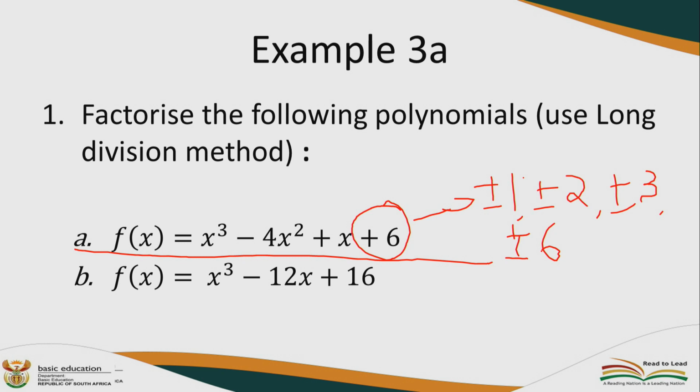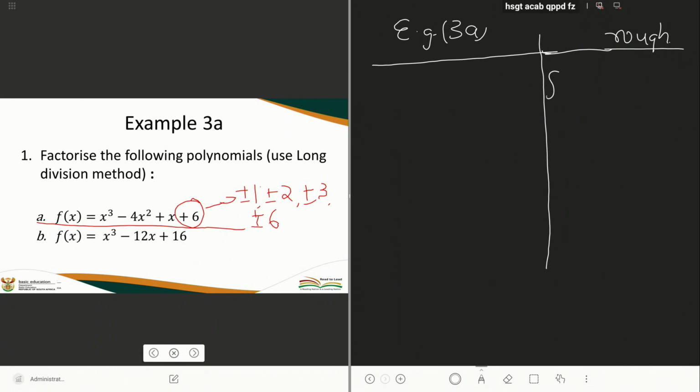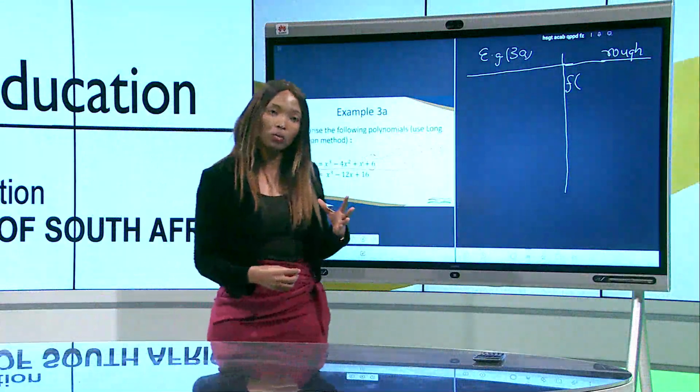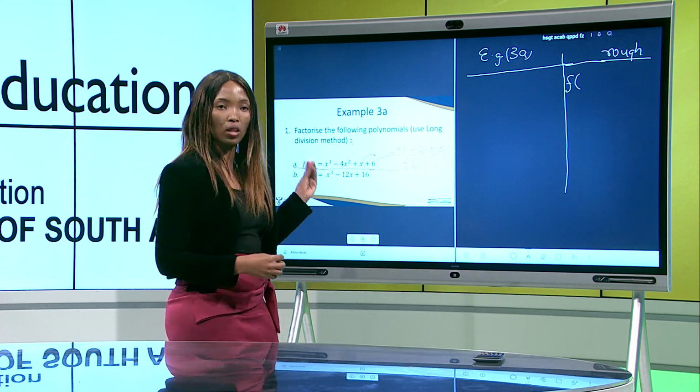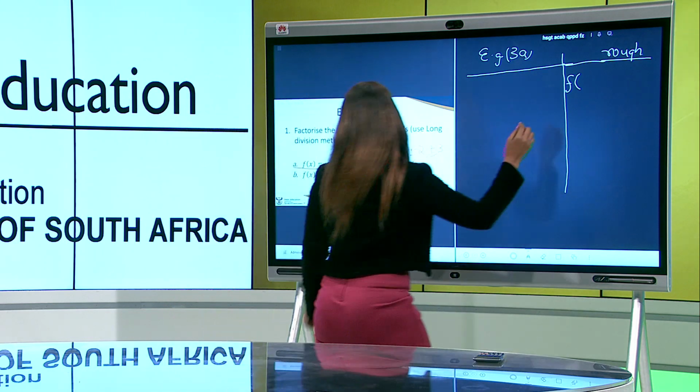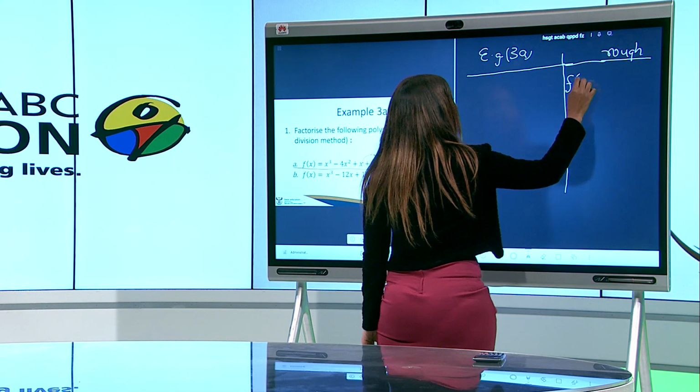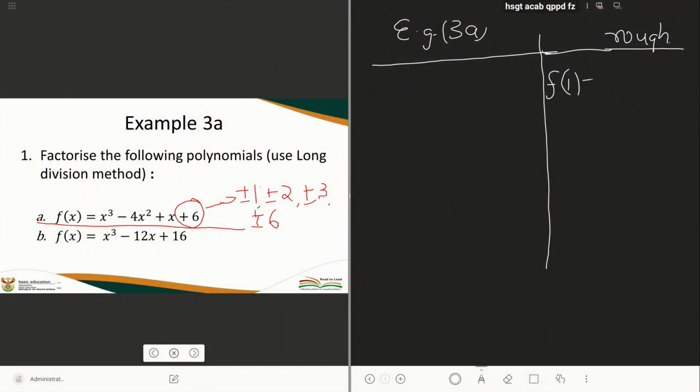Then what do I do with these factors? Simple. I'm going to use the trial and error method to test which one gives me the remainder of 0. Where you get the remainder of 0, that particular value will serve as your factor of the polynomial. Now, let's try the positive one. F at 1 is equal to 1 cubed minus 4 into 1 squared plus 1, brackets are very important, plus 6. Therefore, what is your F at 1?